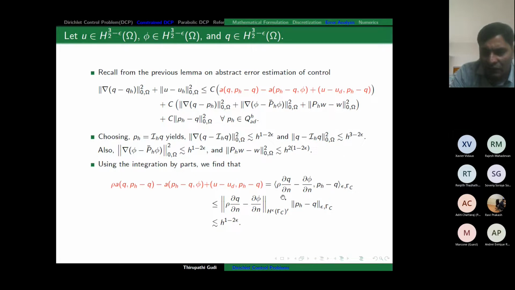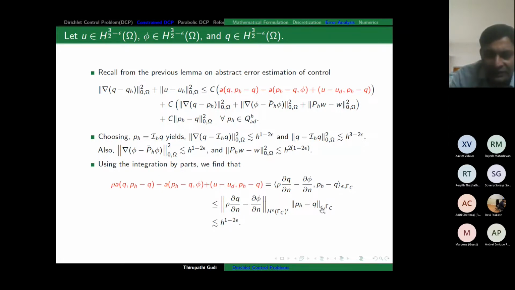So ideally, when we don't have constraints, the normal derivatives coincide up to this rho. So this vanishes actually. So this is basically the error because of the constraint, the nonlinear constraint. And if you have this regularity and we apply this, this one is in the dual space of this space because of the regularity that we have. So this is the H epsilon dual, and this is the H epsilon on gamma C.